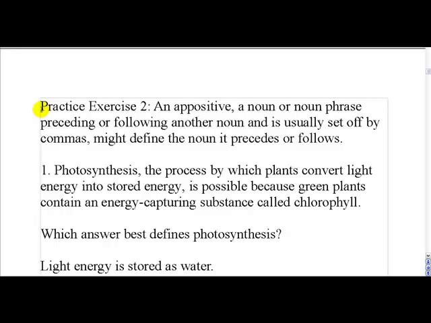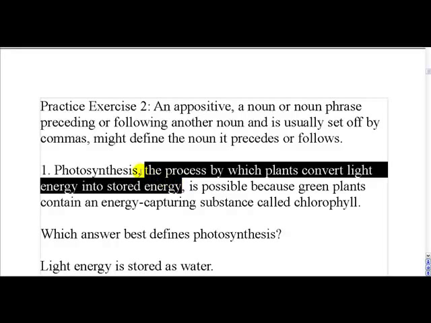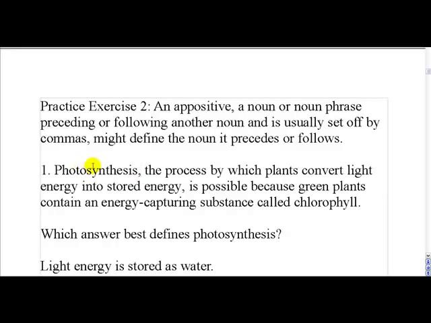Photosynthesis. The process by which plants convert light energy into stored energy is possible because green plants contain an energy-capturing substance called chlorophyll. Did you get that? Here is your definition. I mean, come on here. How easy is that? So you have photosynthesis, the subject, and then you have the appositive, and then you have an adjective clause right after that that helps you identify the meaning.